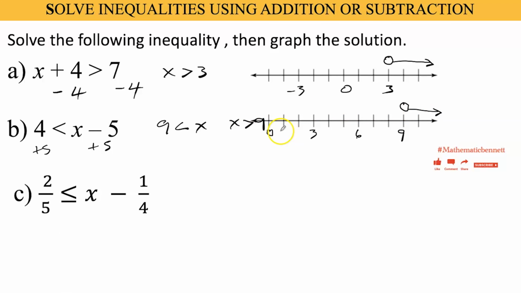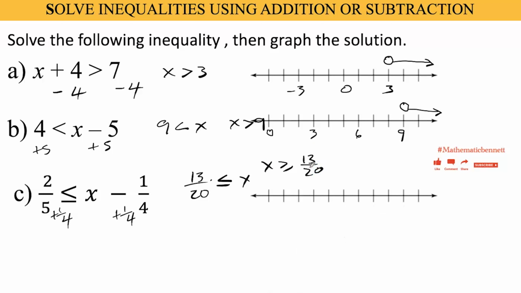Alright, for this question they said 2/5 must be less than or equal to x minus 1/4. Okay, so to isolate this variable we need to add 1/4 to both sides. Adding 1/4 to both sides, we see that we get 13 over 20 is less than or equal to x, which is the same thing as x is greater than or equal to 13 over 20.